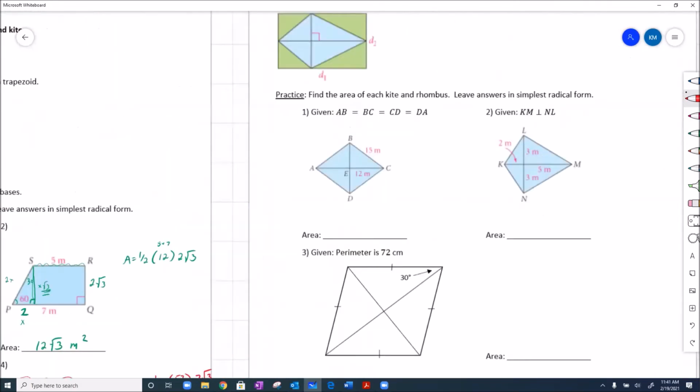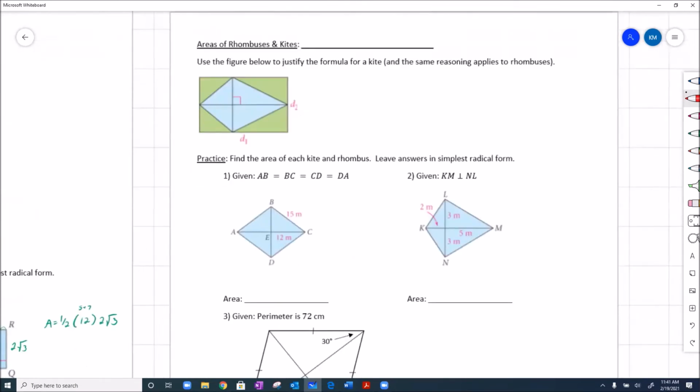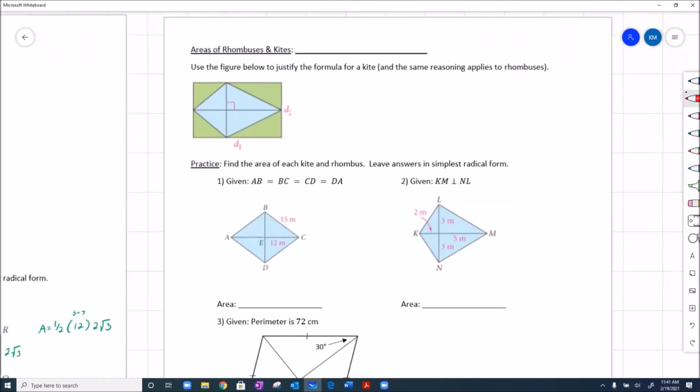All right, that's trapezoids. To find the area of a rhombus or kite, how we did that was we found our formula, which is area equals 1/2 diagonal 1 times diagonal 2. And that is for rhombuses and kites. It says use the figure below to justify the formula for a kite.